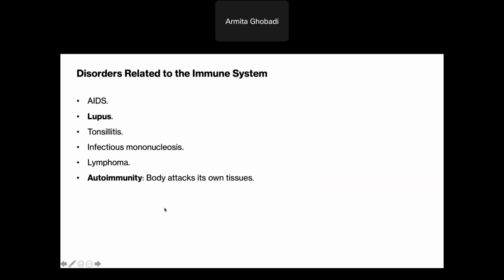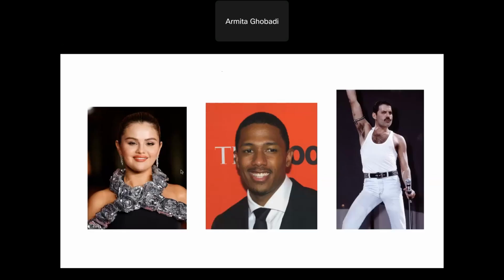There are other disorders related to the immune system, but they all fall under autoimmune disorders, in which your body attacks its own tissues. Freddie Mercury, I guess, was like this. He was the main singer of the band Queen, and he had HIV, and he died from having HIV for a long time.